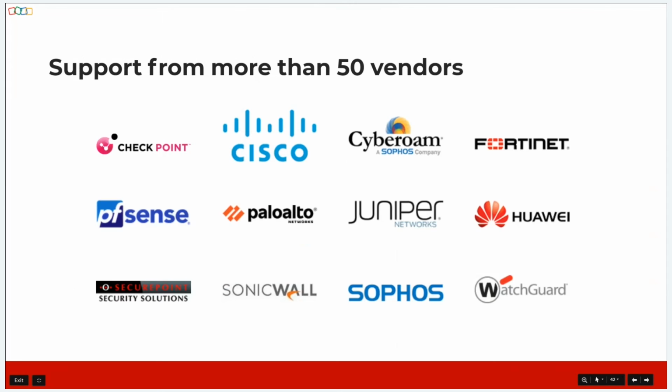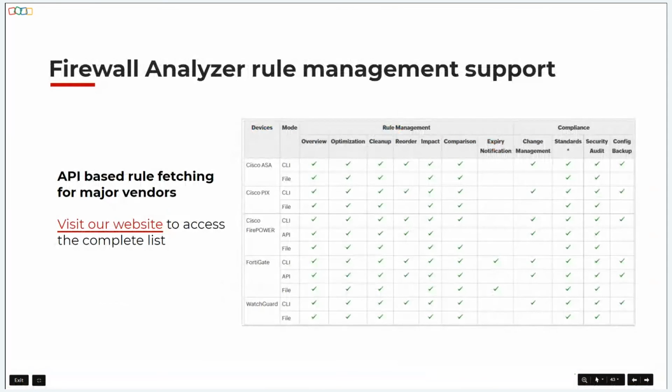Right now, Firewall Analyzer supports more than 50 firewall vendors and around 200 of their devices. And again, this list only keeps growing with time. Firewall Analyzer provides a rule management report for the given list of firewall devices. So this is actually a shortened list. We'll give you an exhaustive list, which is present on our website.